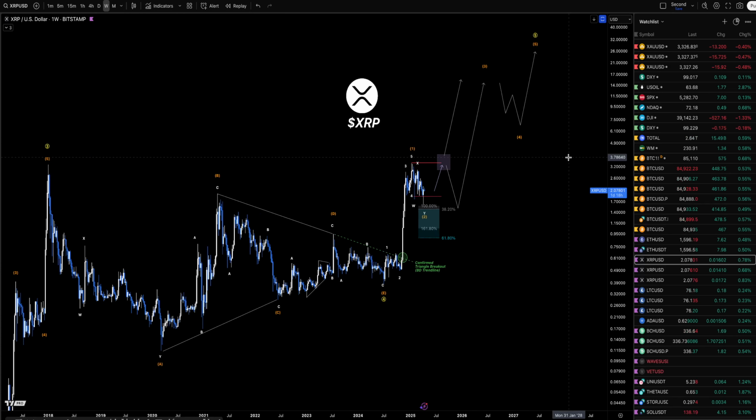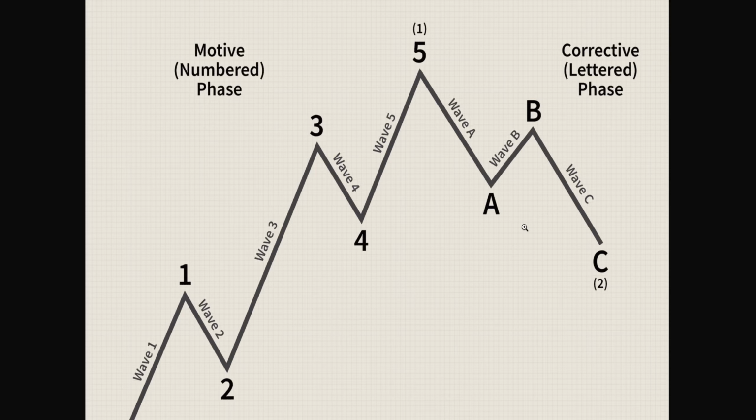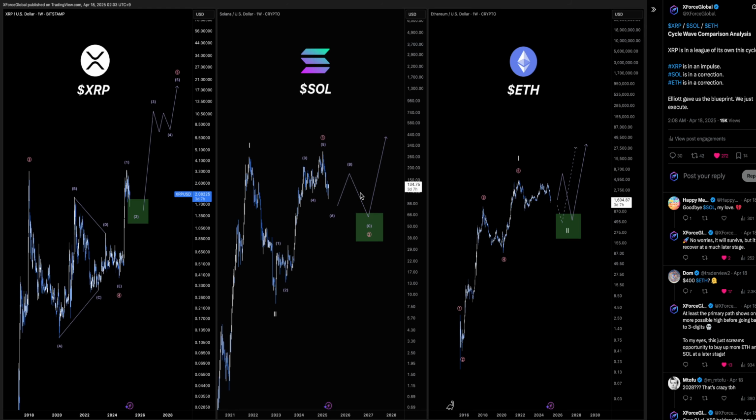I do really think that XRP is just showing more strength. There are possibilities for us to retest even the minimum expectation of that 38.2 Fibonacci level, that 61.8% Fibonacci level, but we haven't even retested those, while other coins like Solana and Ethereum are retesting some major support levels already on the micro time frames.